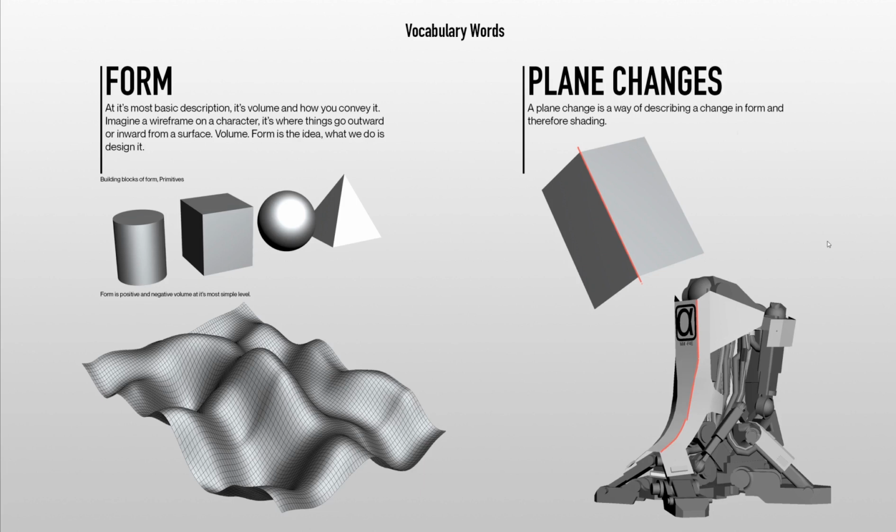This next one I want to talk about is plane changes. Plane change is a way of describing a change in form and shading. So we can see on the foot here, I'm going to be having a piece of soft, hard plastic, and you can see along the red line, that's where the form is changing. It's going from the tongue of it to the side of it. On the top image, we can see just one plane to another. That line in the middle, to me, is called a plane change.